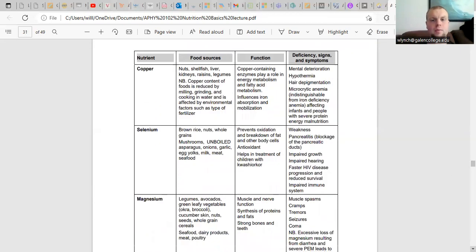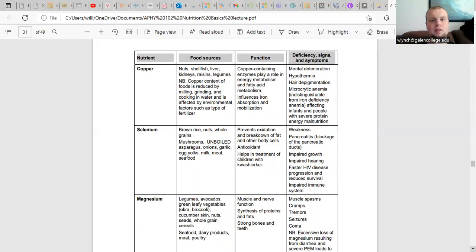Copper is going to play a role in enzyme formation. It's going to influence the absorption of iron and the mobilization as well. We're going to get copper from things like shellfish, liver, kidneys, and raisins. Copper is reduced by milling, grinding, and cooking in water, and is affected by environmental factors such as the type of fertilizer.